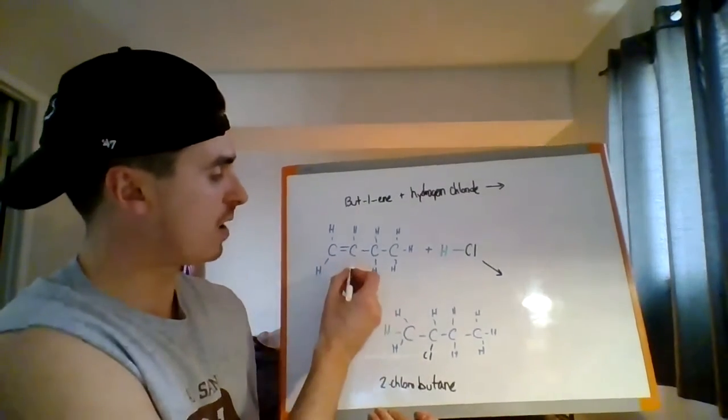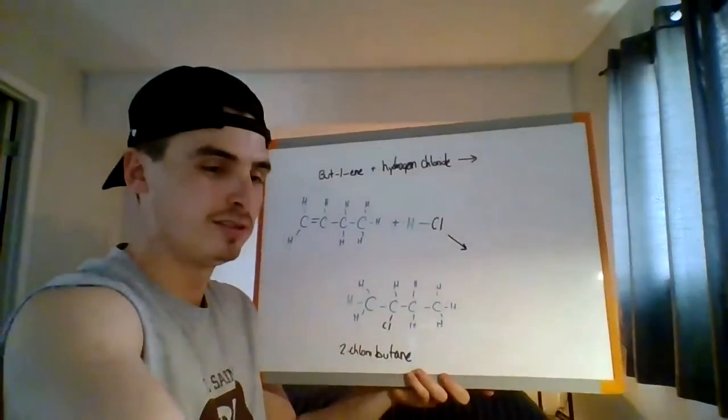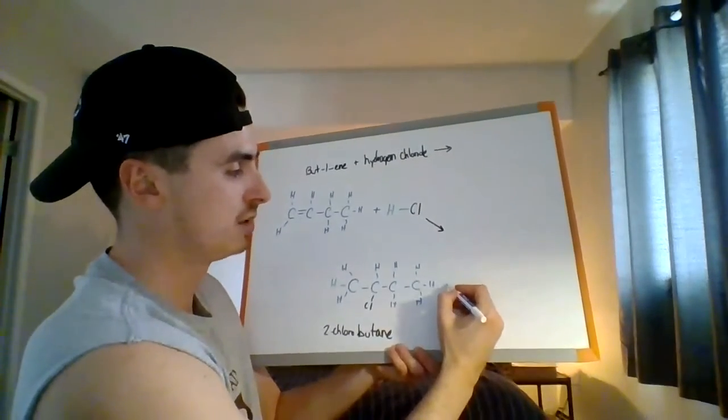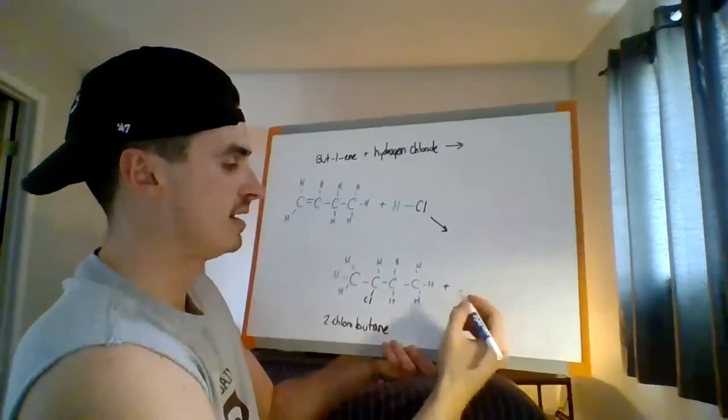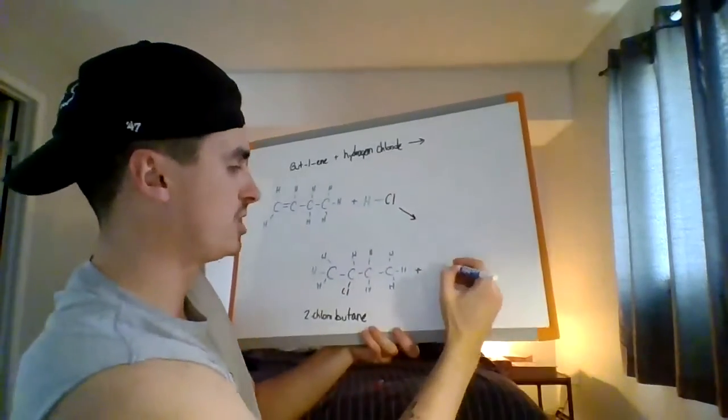Now, the question you have to ask yourselves is, is that the only place that the chlorine could go? Well, we put it on the second carbon, but it could also go on the first carbon. And if it goes on the first carbon, then the name changes. So not only is this a product, we could get this, and we could get a little bit. It's not one or the other. Sometimes they mix and match depending on the conditions.